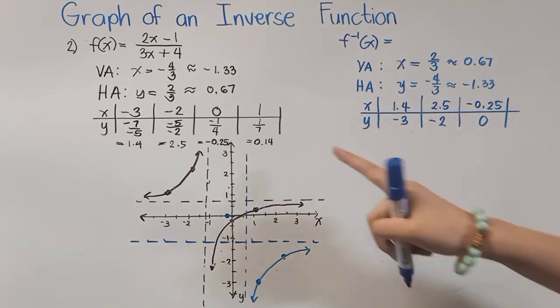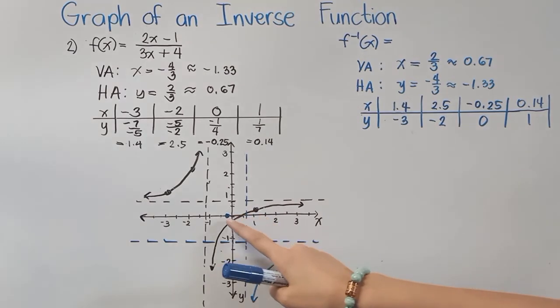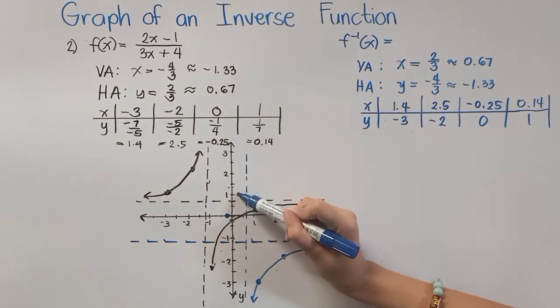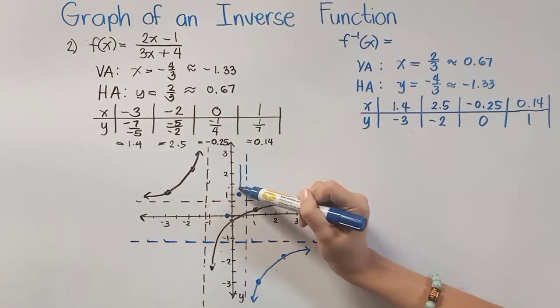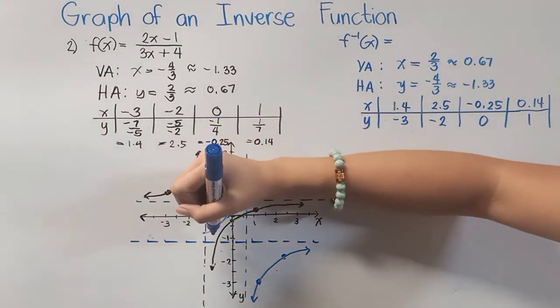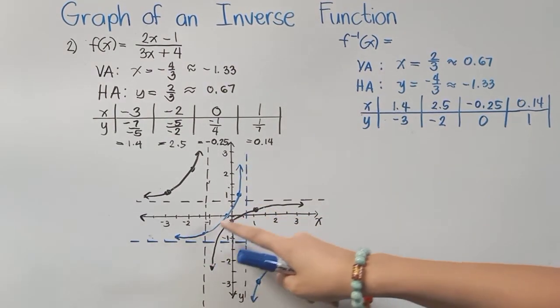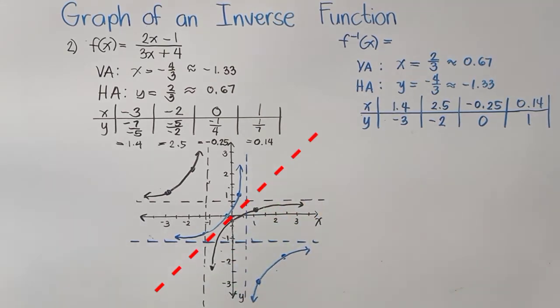Okay. And our last point here is 0.14 paired with 1. So locating that one in our Cartesian plane, we have here 0.14 going up to 1. So it's this point. Now let us create a curve connecting the 2 points. Remember not to touch the asymptotes. So it would be this curve. Now as you can see, this graph here is the reflection of this graph. So if you will place the reflection line, you'll see that they are reflections of each other.